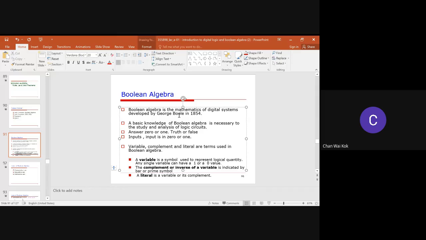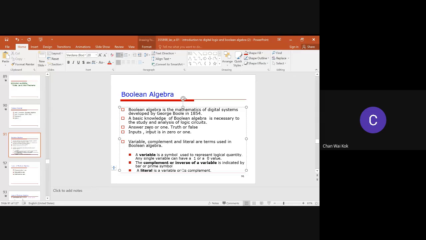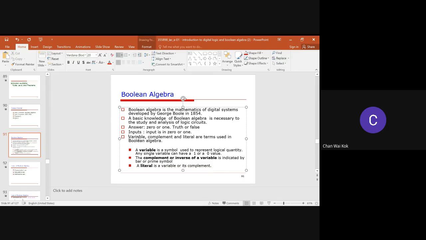Basic knowledge of Boolean algebra. When you say Boolean, the answer is 0 or 1, true or false. The input can be one or multiple inputs. Each input can be 0 or 1. That's why you call it Boolean algebra. Each variable can only have two values, 0 or 1. That's the meaning of Boolean.